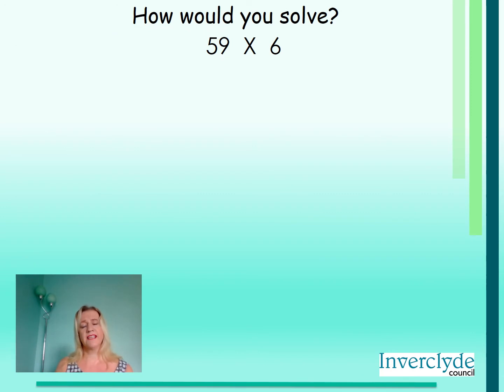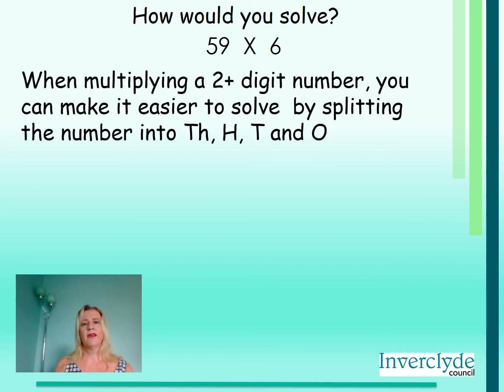How would you solve this calculation? 59 times 6. Pause the video, use your pencil and paper and jot down how you might solve this problem without doing a formal multiplication sum. When multiplying a digit with 2 or more digits, we can partition the number into tens and ones, or hundreds, tens and ones, and so on.